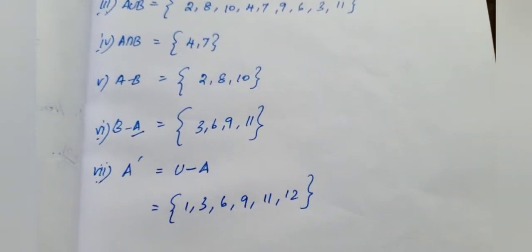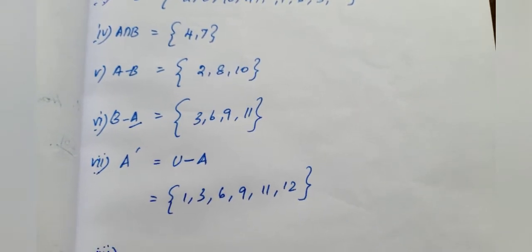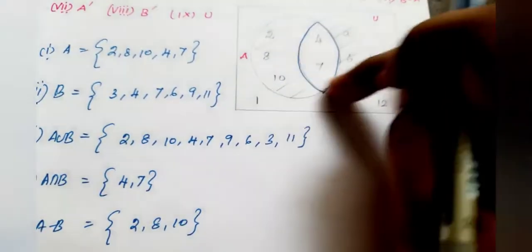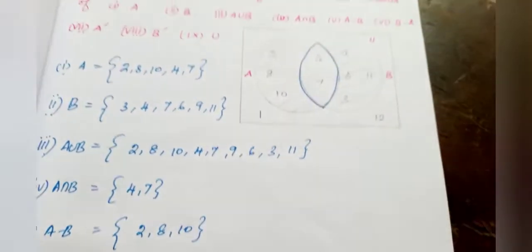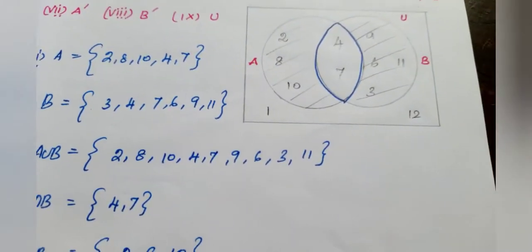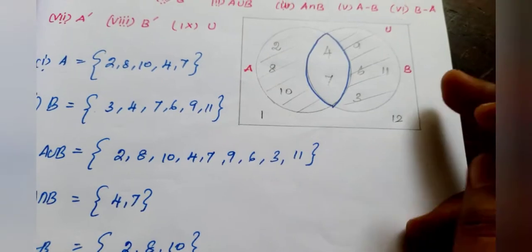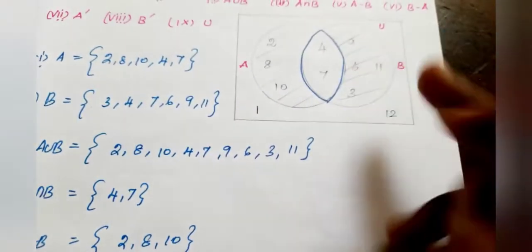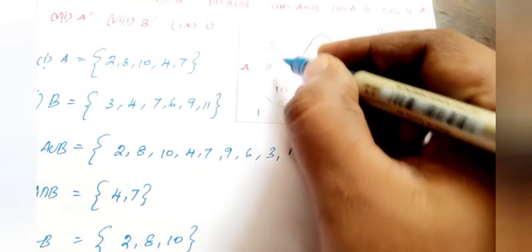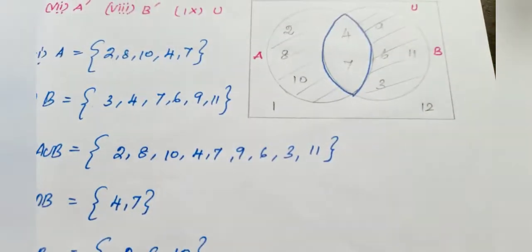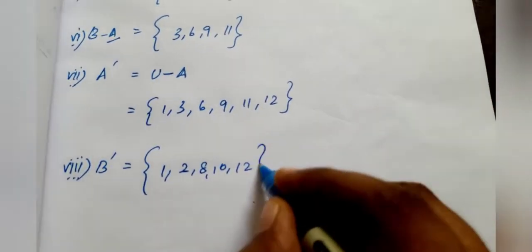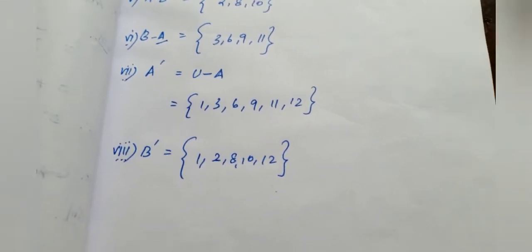Next we shall see the eighth one, B dash, which means B complement. Except the elements of B, the remaining elements are called B complement. So what are the elements belonging to B complement? Except set B, we have 1, 2, 8, 10 and 12. These are called B complement.